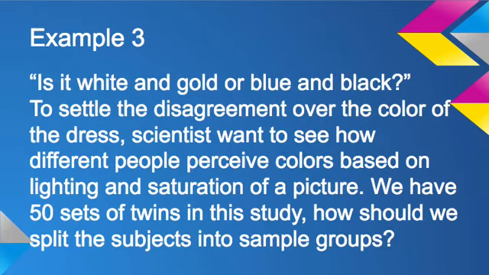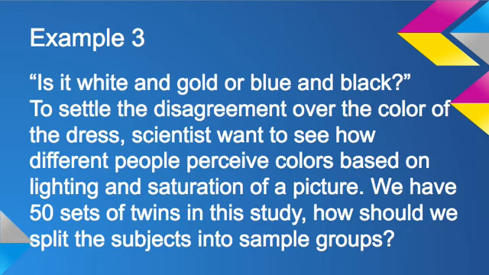Example 3 is about the infamous picture of the white and gold and blue and black dress. So a lot of people saw that dress differently, and scientists want to settle the disagreement over the color of the dress, and they want to see how different people perceive colors based on lighting and the saturation of the picture, because that was said to have been the reason why people see the dress as different colors.